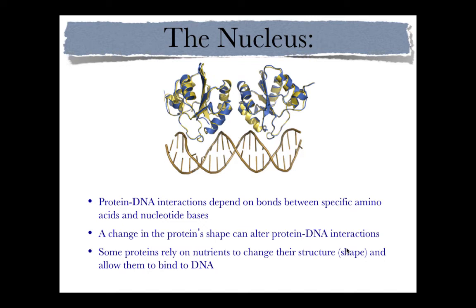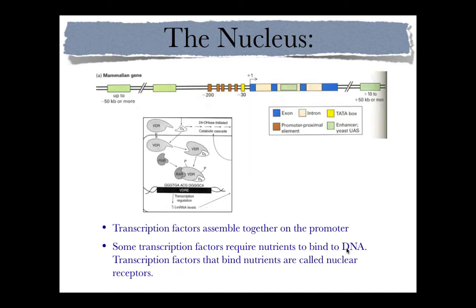What's a common example of a protein-DNA interaction? We'll go through that in a second, but like transcription factors, we'll talk about TATA-binding protein, we'll talk about nuclear receptors. Yeah, so good question, that's where we're going. Milk, calcium, right? Okay, so a change in the protein's shape can alter the protein-DNA interactions, and some proteins rely on nutrients to change their structure and shape and allow them to bind DNA. So for example, vitamin D binds a protein, changes that protein structure, that protein can now bind DNA. So that's where we're going.